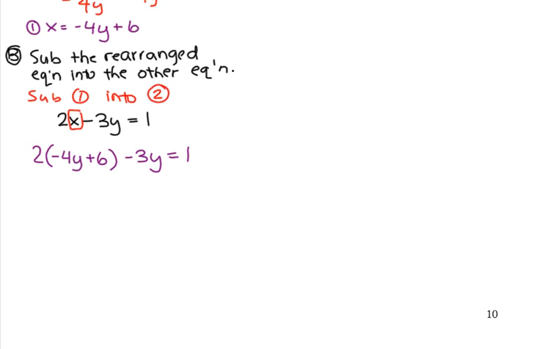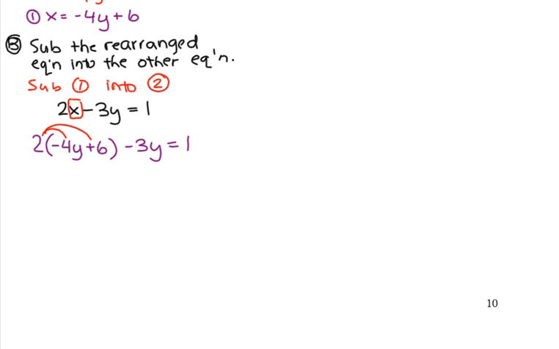Right? So what do we do first? First step, good old BEDMAS. Brackets. This is the fun, easy algebra, what you live for. 2 times negative 4y is negative 8y, 2 times 6 is positive 12, and then we have the minus 3y equals 1.